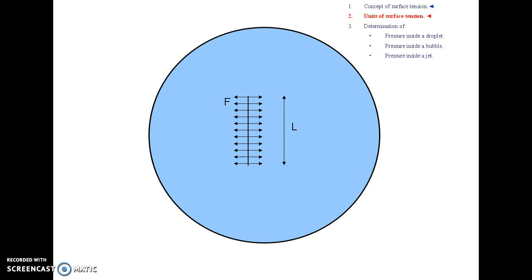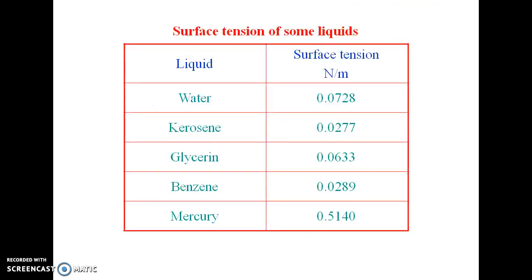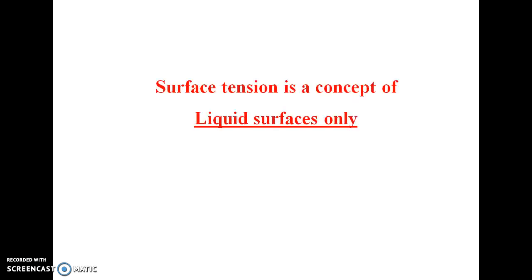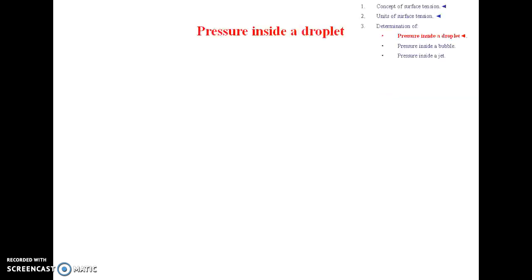Then the surface tension is defined as F by L, that is force per unit length. So it is represented by lambda, and accordingly its unit is Newton per meter. These are the values of some common liquids at 20 degrees Celsius. The point to be noted here is that surface tension is the concept of liquid surfaces only.